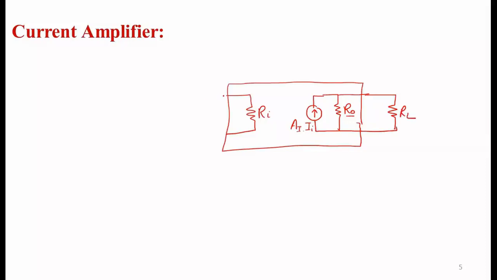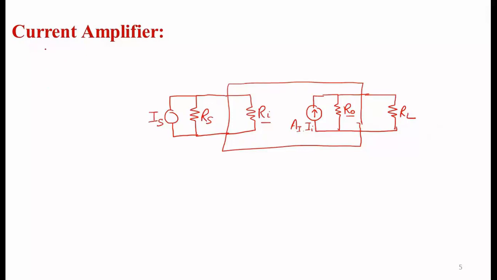On the input side, when we apply the current source and draw its Norton equivalent circuit, we have again the source resistance in parallel with the current source, that is the IS. This is the source current and this is the source resistance. This is the input resistance, output resistance and load resistance.